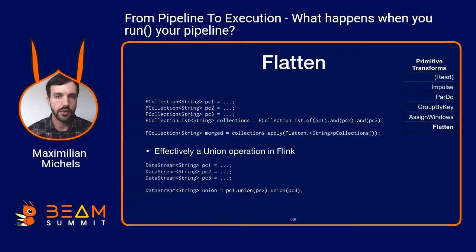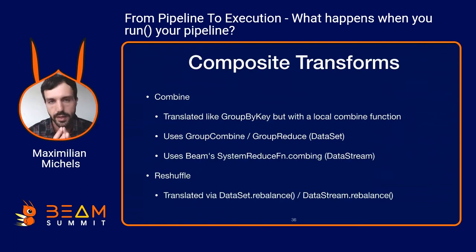Flatten, finally, is just a union of PCollections, which can be fairly easily translated to Flink concepts. And finally, composite transforms. For Flink, we translate the combine directly because we have this possibility to use a local combine. I'm not going to go into the details. Otherwise, we use the Beam functionality in the DataStream API. And reshuffle is also natively supported by Flink.